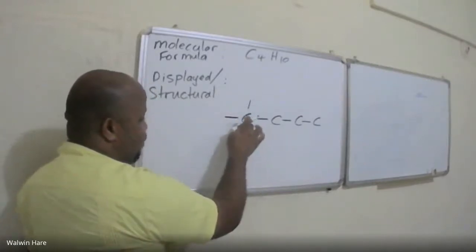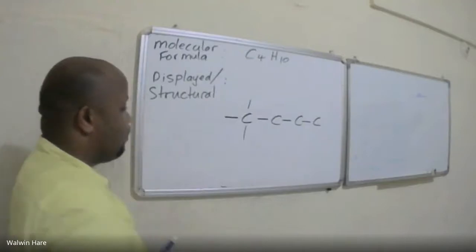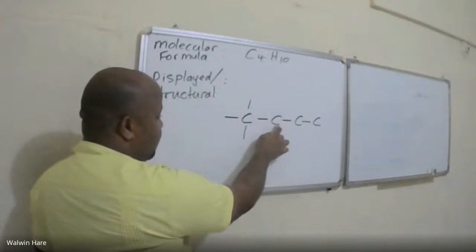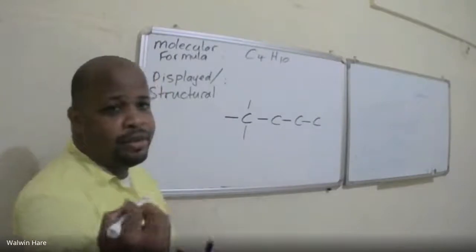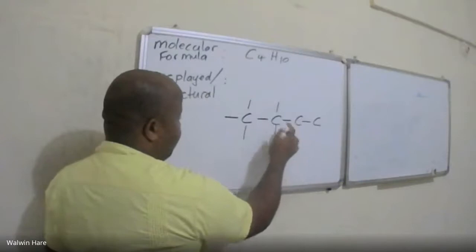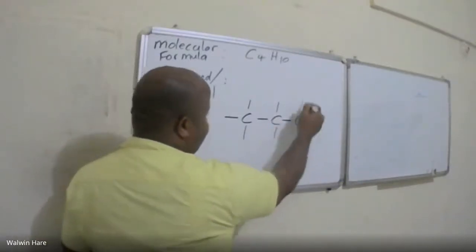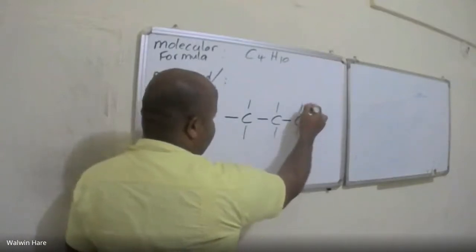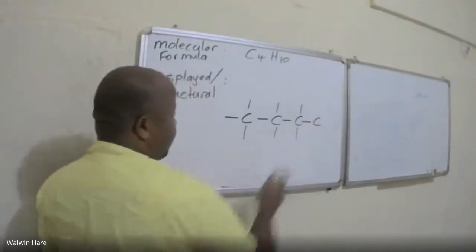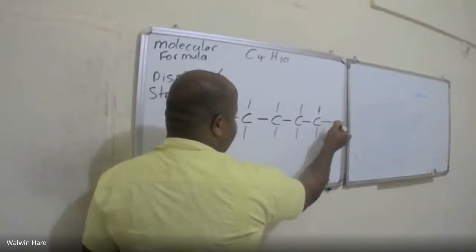Now, how many bonds does this carbon have? Four. Right. How many bonds does this carbon have? Two. So how many more do you need? Two. One above, one below. Same thing here, one above, one below. How many does this carbon need? Three. One above, one below, one to the right.